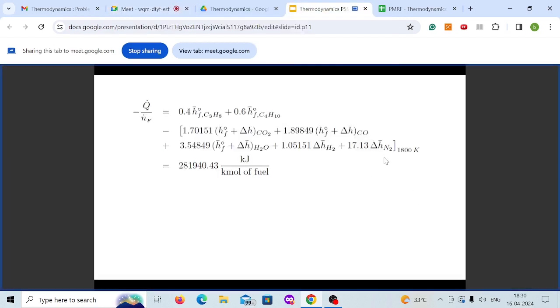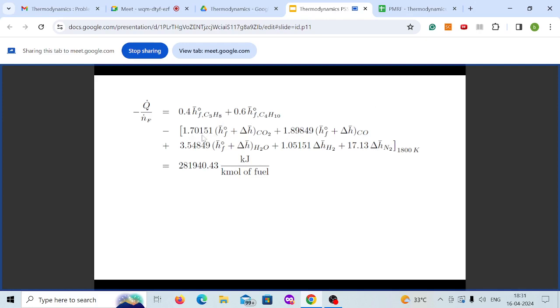The next step is to find the heat removed from the reactor. So again, reactant minus product. The reactant is 0.4 moles of propane plus 0.6 moles of butane, and you have air, whose contribution will be 0 because it is at 1 atmosphere and 298 Kelvin, and minus your product.